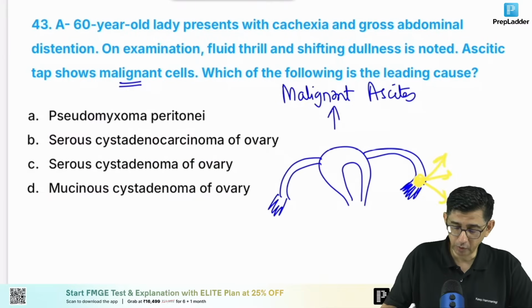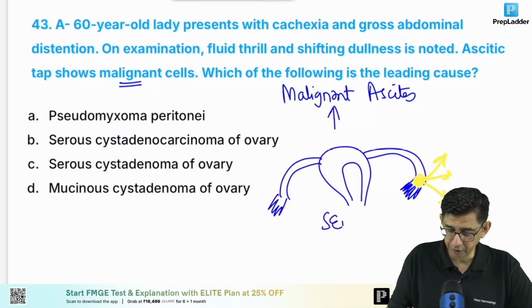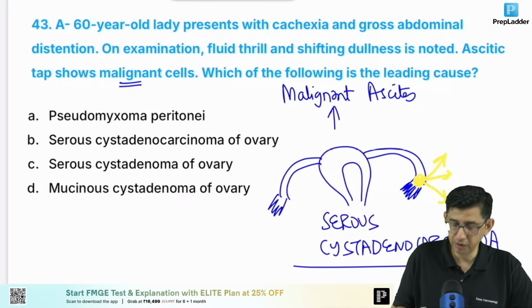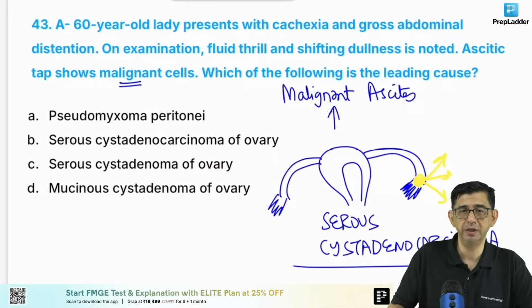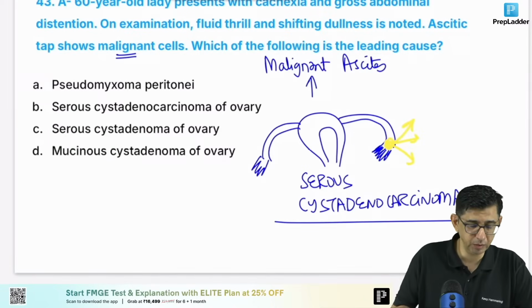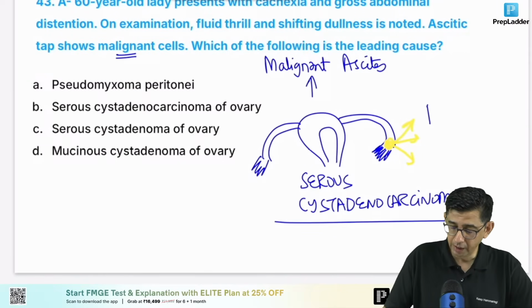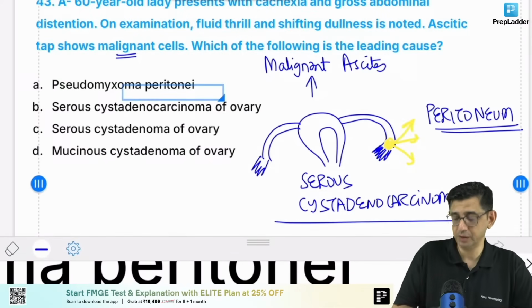And what is the commonest ovarian tumor? The commonest ovarian tumor is serous cystadenocarcinoma. So why will a lady with serous cystadenocarcinoma come to you? Because she will have fluid accumulation in the peritoneal cavity. This is the leading cause for development of malignant ascites. The clinical presentation is that cancer cells will go and irritate the peritoneum, and irritation of the peritoneum will result in development of malignant ascites in a patient.